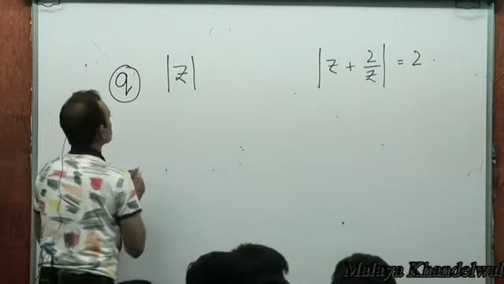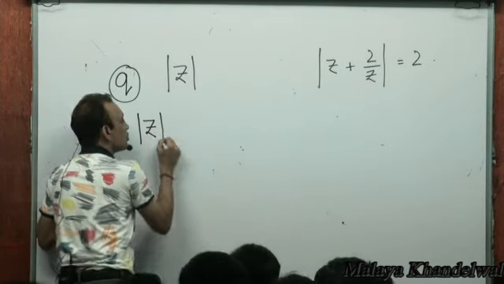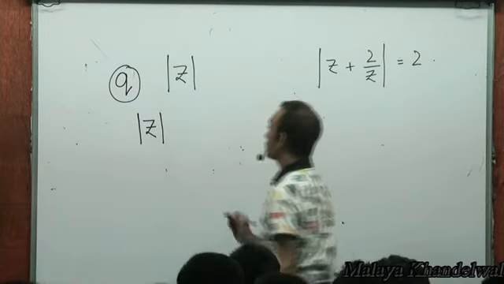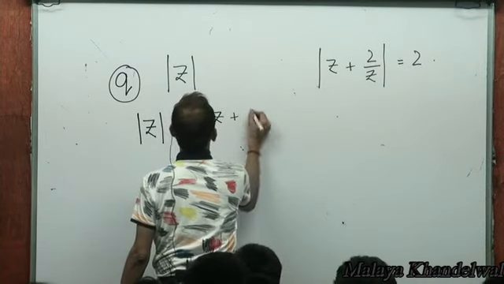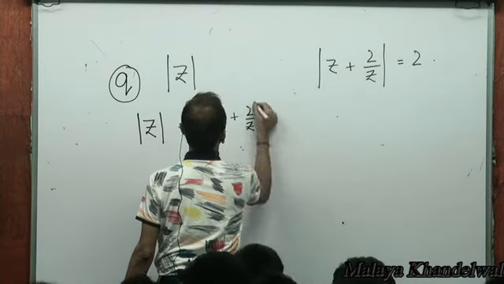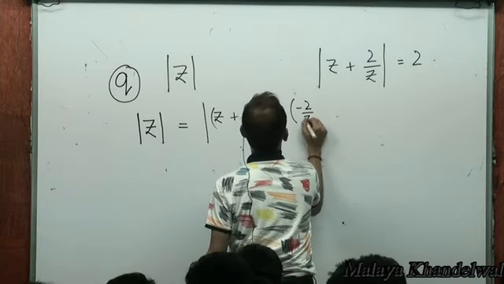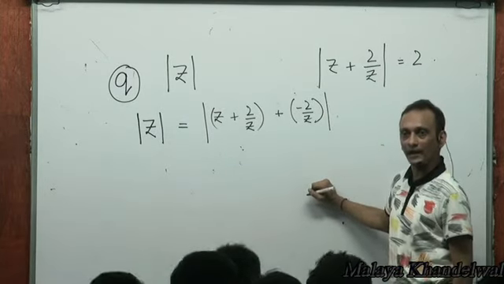So what I do is, let me start by expressing mod z in terms of this condition. Now mod z can be written as mod of z plus 2 by z minus 2 by z. Right?